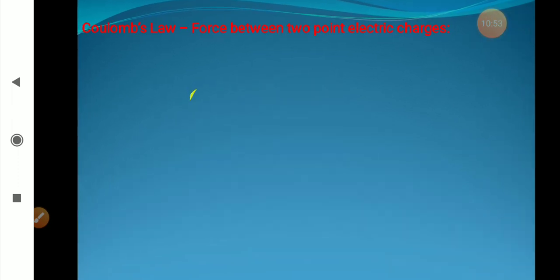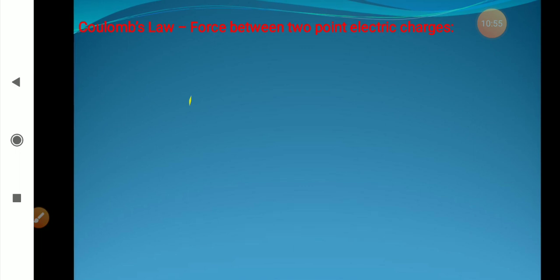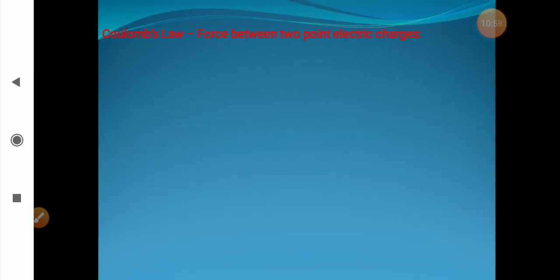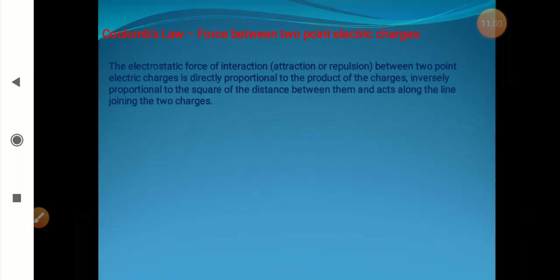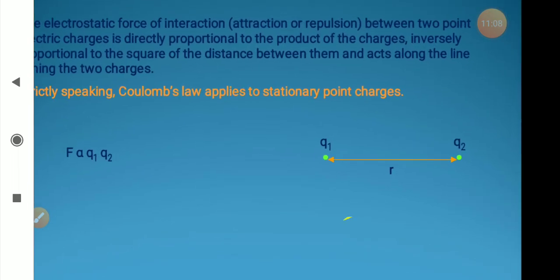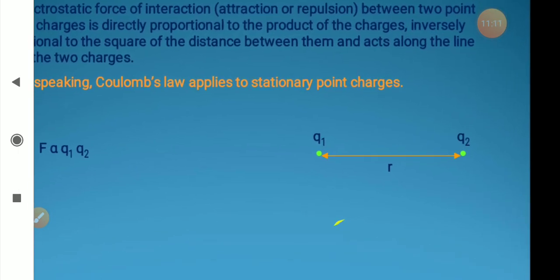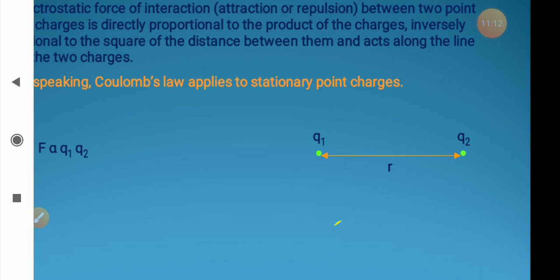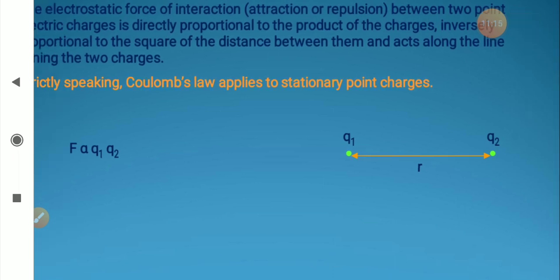The next topic is Coulomb's law, that is force between 2-point charges. So here the statement, okay, let's try to understand. See, we have 2-point charges Q1 and Q2 placed near each other, distance r apart.